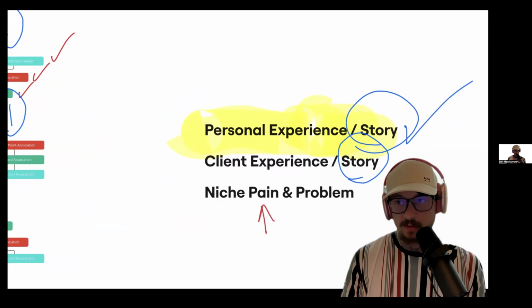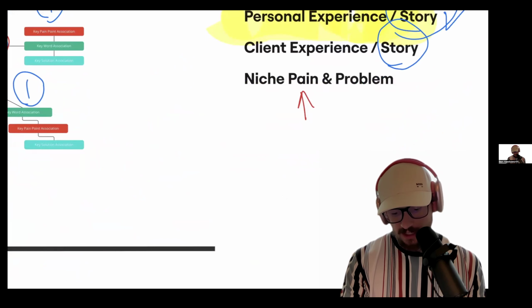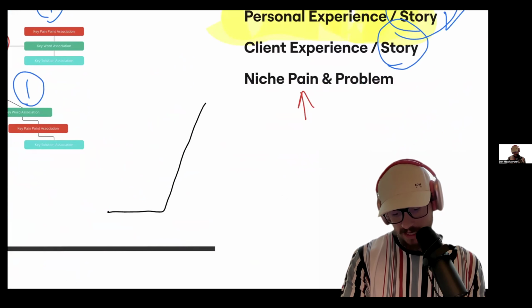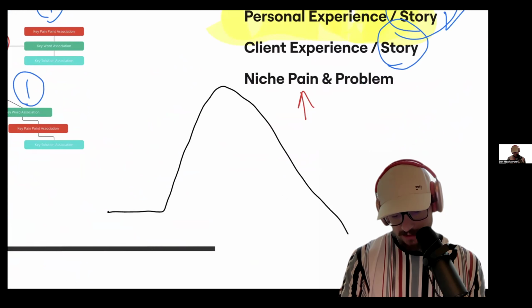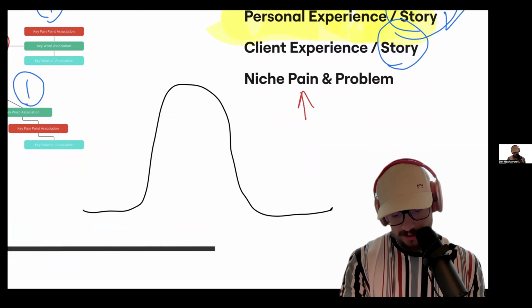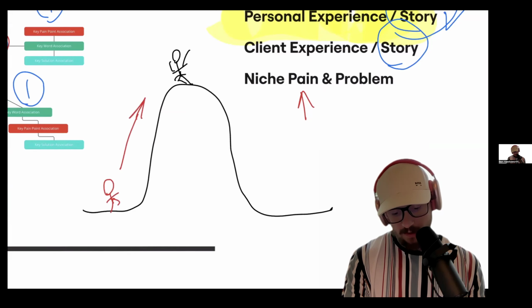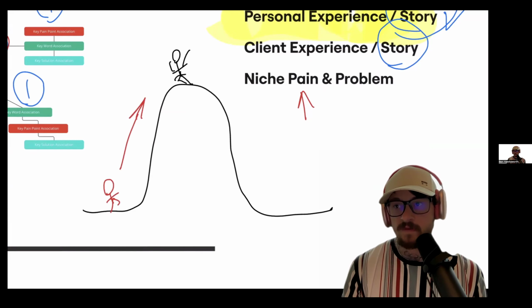Because if someone can connect to your story, let's just say, for example, you imagine that someone's climbing a mountain, right? We've got a massive mountain up there, and you're at the top, so you're all happy. You're all sunshine and rainbows. But then you've got your niche, which is down here, looking up at you and thinking, how on earth have you achieved that? How on earth have you overcome that?